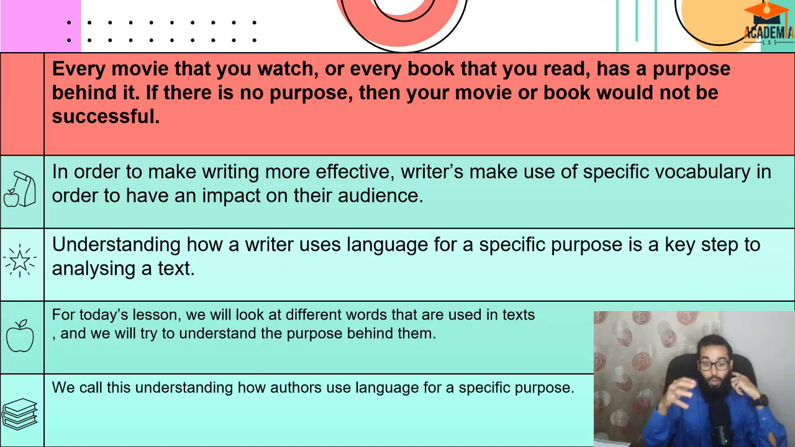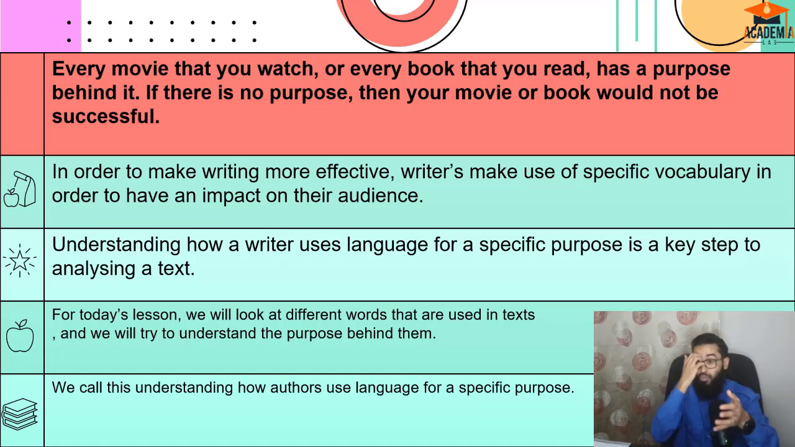In order to make writing more effective, writers make use of specific vocabulary in order to have an impact on their audience. So what do writers do? They try to find vocabulary to use to have an impact on the audience or on the readers. Very important to use different words and different terms as well. Understanding how a writer uses language for a specific purpose is a key step to analyzing a text.